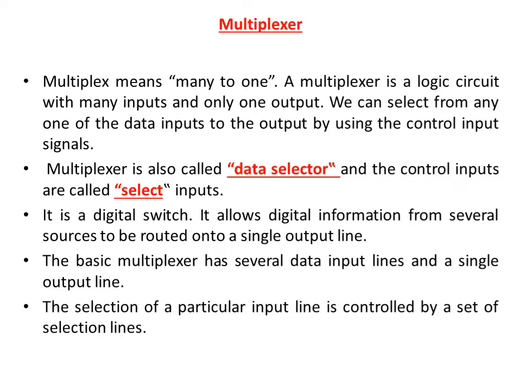The basic multiplexer has several data input lines and a single output line. Then the selection of a particular input line is controlled by a set of selection lines. The selection lines are also called as select inputs or control inputs.